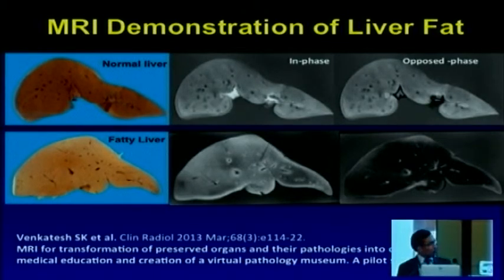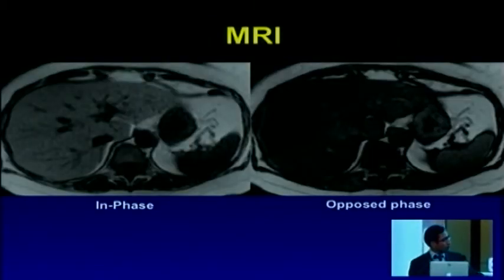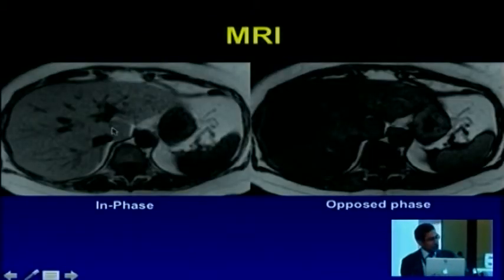So this is exactly what we use in real life. Here's a patient with fatty liver. This is the in phase. You can see a very bright liver because the signal is coming from both water and fat. And this is the one with the opposed phase where the water and the fat signal gets subtracted and you get a loss in signal. And from this we can quantify the amount of fat.